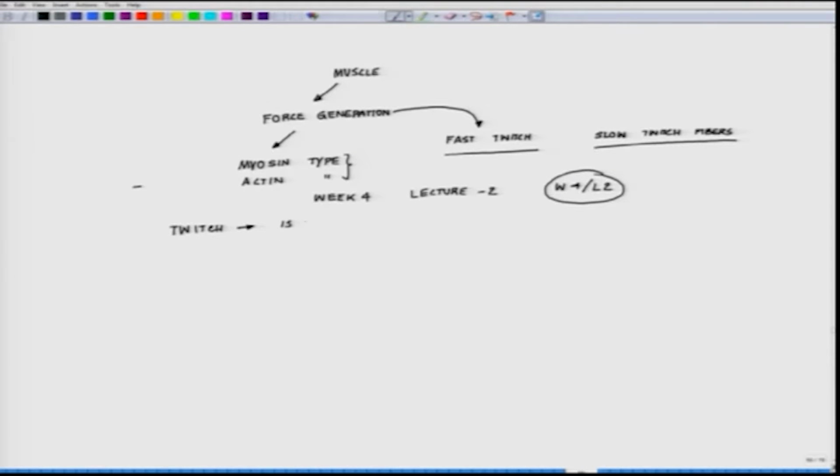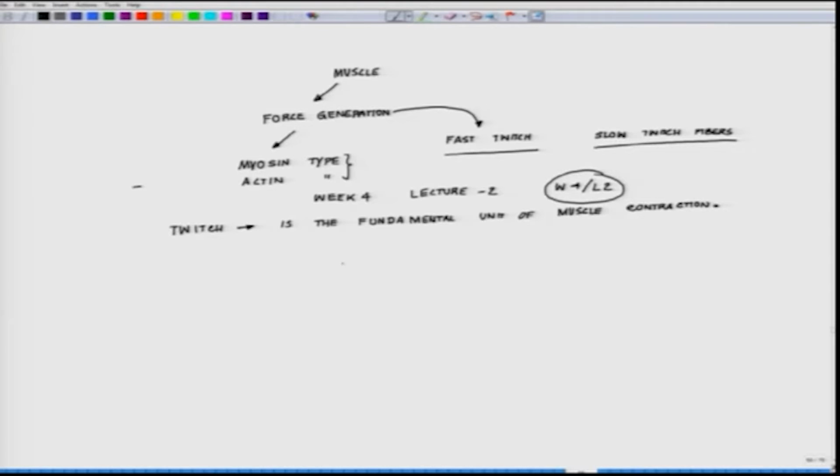Twitch is the fundamental unit of muscle contraction. Okay. That is the first thing you need to remember.